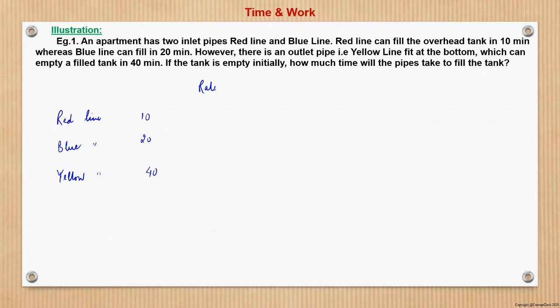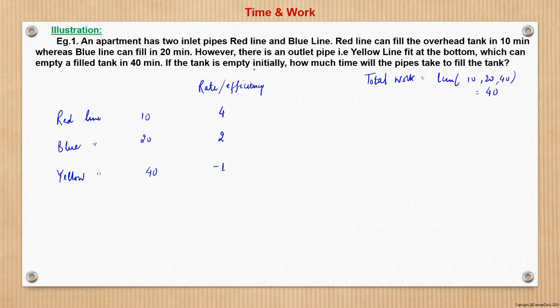So what will be the rate or efficiency? Efficiency will be total work upon the time taken. Total work is the LCM of 10, 20 and 40, that is nothing but 40 only. So red line efficiency will be 40 by 10, which is 4, then 40 by 20, which is 2, and this is 40 by 40, which is minus 1, because the yellow line is an outlet pipe, so it does negative work. So this is the efficiency.